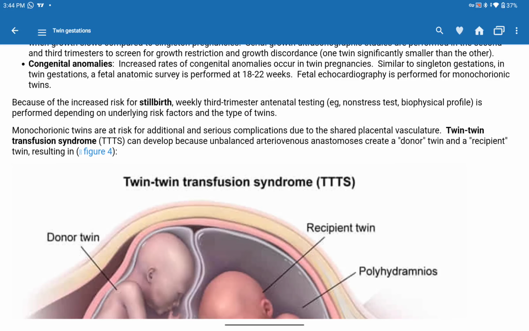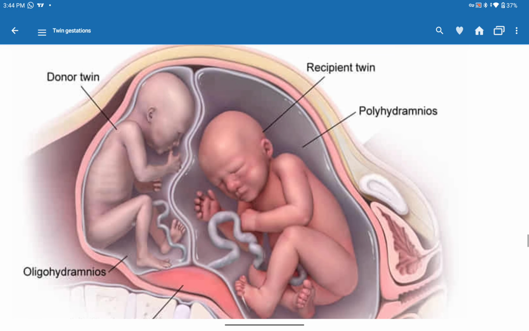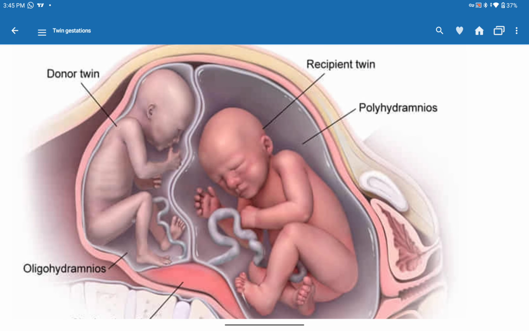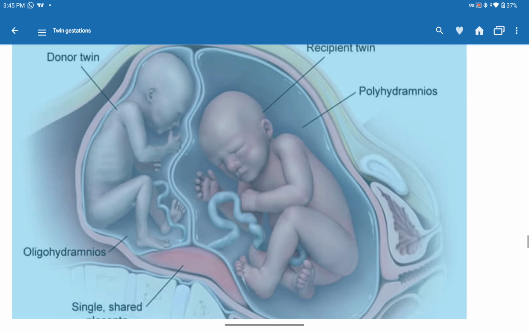So there is twin transfusion. This is a twin transfusion. One will be the donor and will undergo oligohydramnios, and the other will be the recipient and will have larger size and polyhydramnios. The larger one can undergo hydrops fetalis, and the donor one can result in stillbirth.